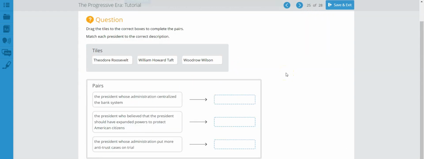Alright, we are now on page 25 of the Progressive Era tutorial, and this is a fairly simple activity. We've done this type of activity before, in which you're given tiles, in this case with different names, and all you're doing is moving these tiles where they correspond here. Look at the description that you're given here and then just match them. Once you're done with that, just hit submit and move on to the next activity.